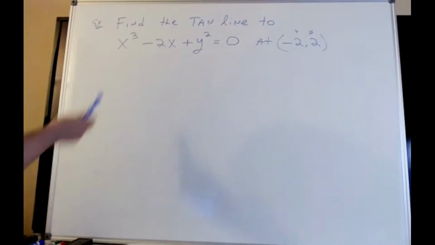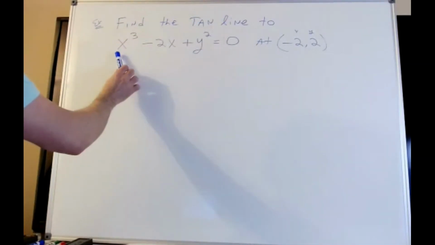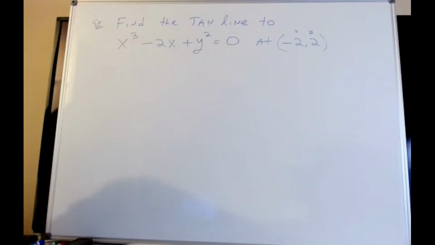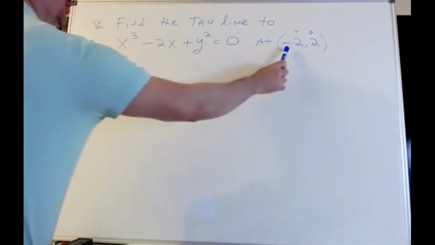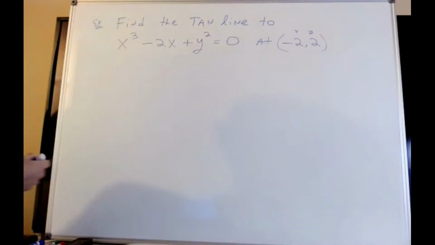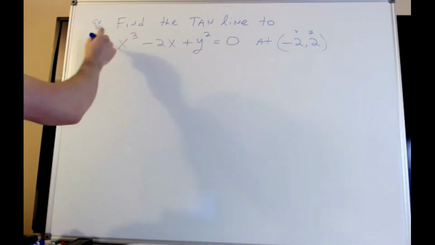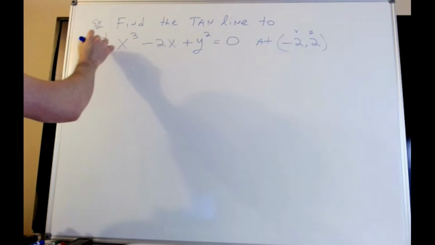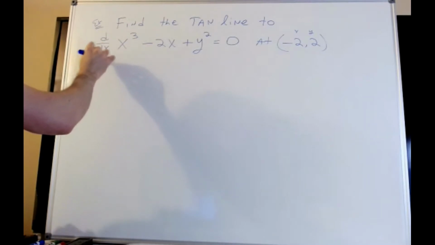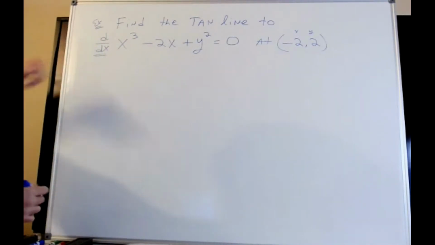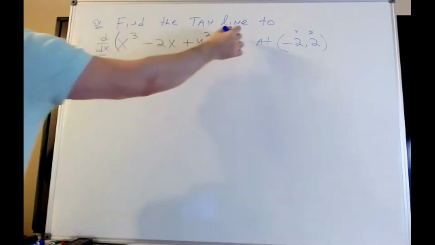So the first question: find the tangent line to this function at that point. The nice thing about this is that they actually give you the x and the y to plug in. The not nice thing is that you have to take the derivative implicitly. So I'm going to take d/dx, the derivative with respect to x, of the whole thing.